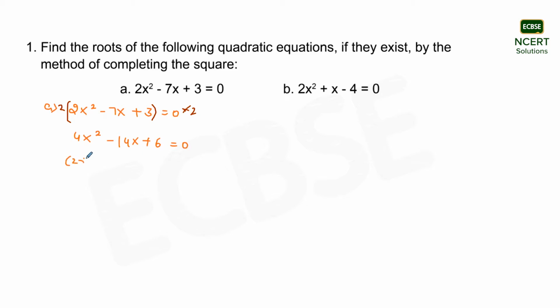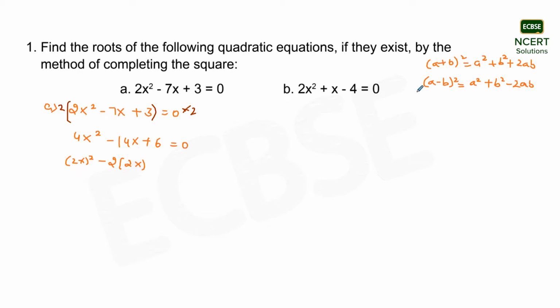Now 4x square can also be written as (2x) whole square, right? And then minus 14x. In order to write 14x, I'll be using 2 into 2x, as here a is 2x. If we remember the identity, (a plus b) whole square, what was that? a square plus b square plus 2ab. And what was (a minus b) whole square? It was a square plus b square minus 2ab.